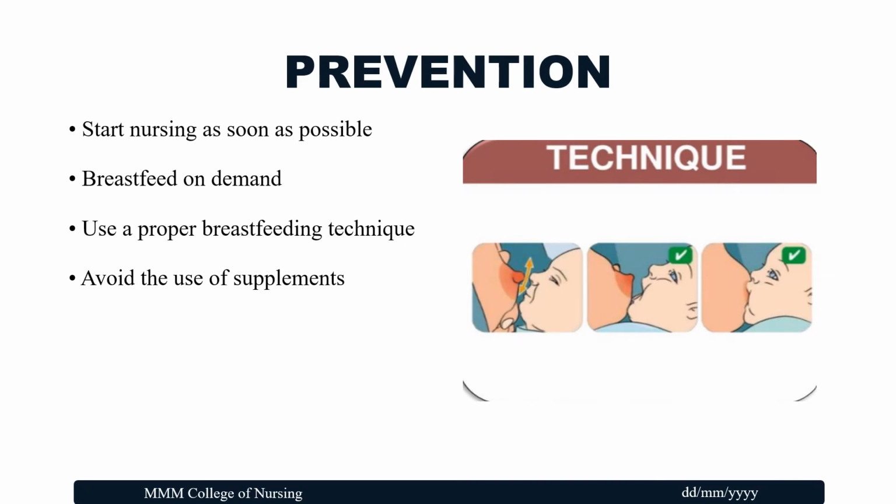What are the preventions of breast engorgement? When the mother delivers, she can start breastfeeding as soon as possible, and breastfeed on demand. She has to use a proper breastfeeding technique and avoid the use of supplements. Till 6 months, she should give exclusive breastfeeding, no supplements. In this picture, you can see the technique of breastfeeding.